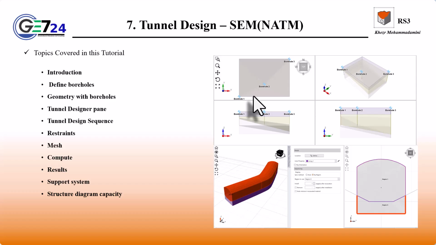We have defined boreholes. If we have boreholes for the geological and geotechnical model, geometry with boreholes, and also the tunnel designer pane. We have a pane in RS3 we should use, and I'll explain all of the details about this pane and this window. Tunnel design sequence: if we have a sequence and method statement, we should define it. For example, we have top and bench, or not full face.